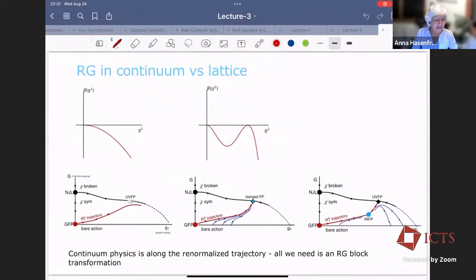I would like to spend the last lecture discussing applications of what we have discussed so far. In particular, how do we connect the renormalization group that we understand and know well in the continuum versus renormalization group on the lattice that is more Wilson RG based and offers the possibility to calculate non-perturbative quantities.